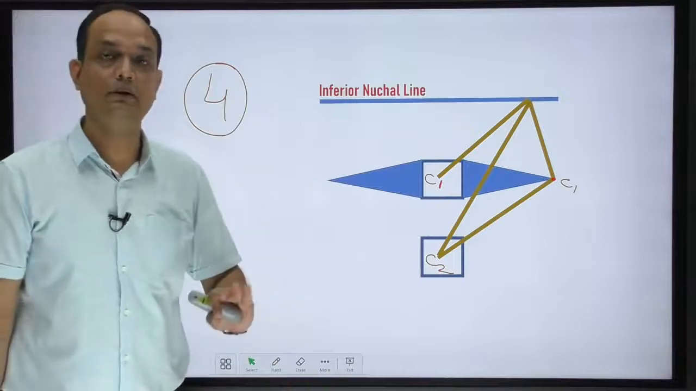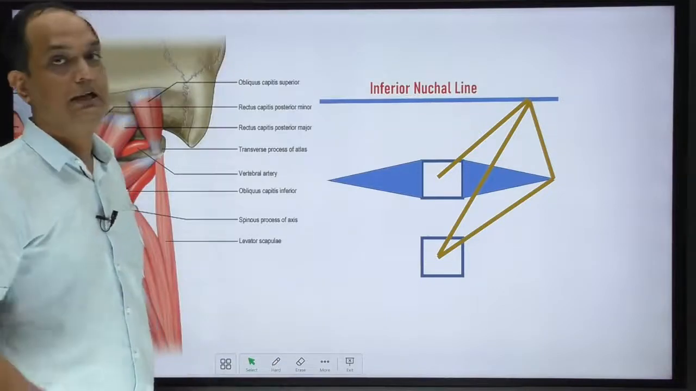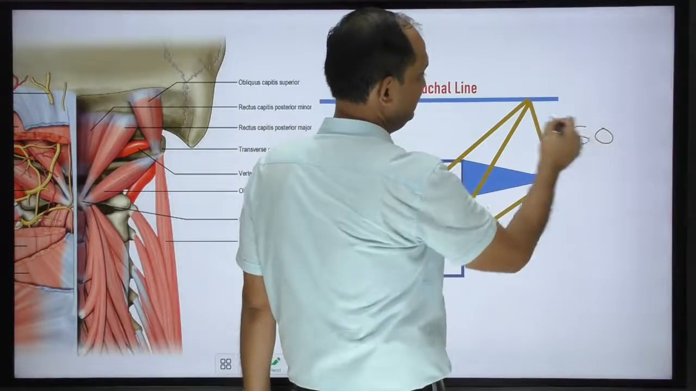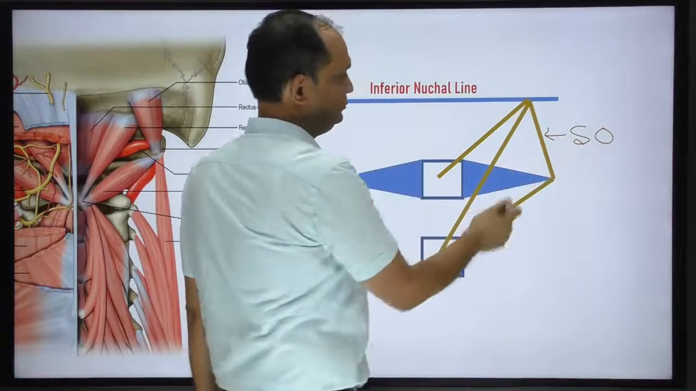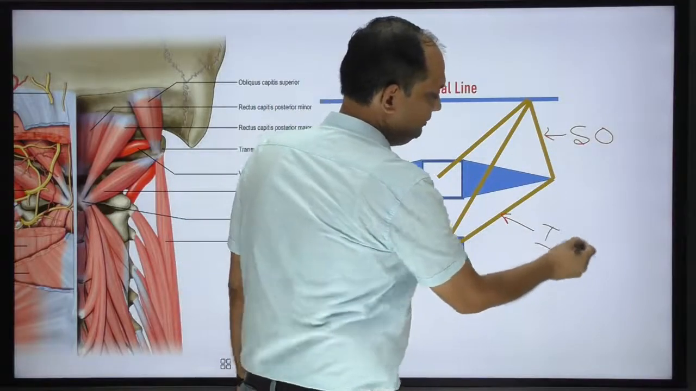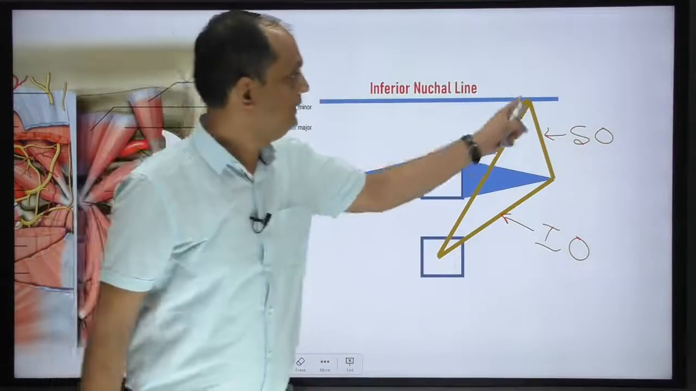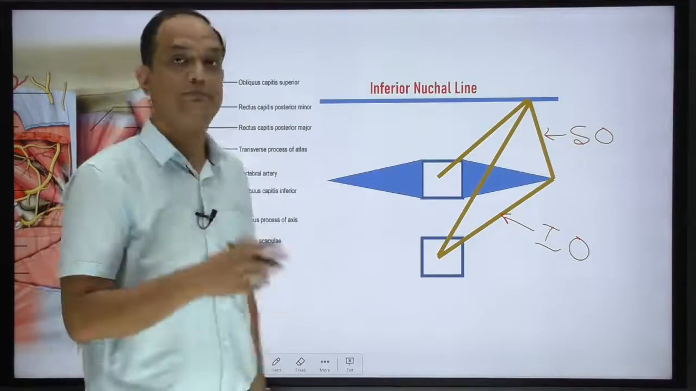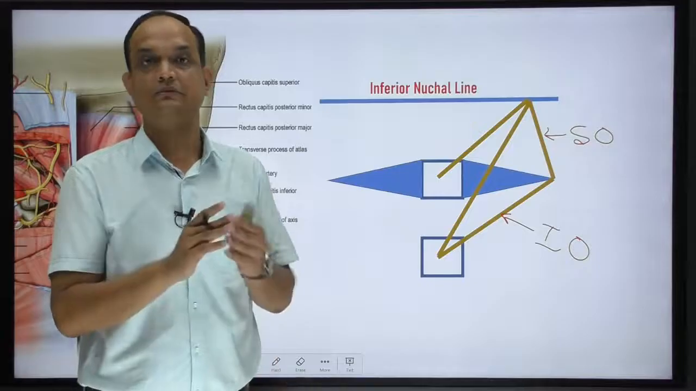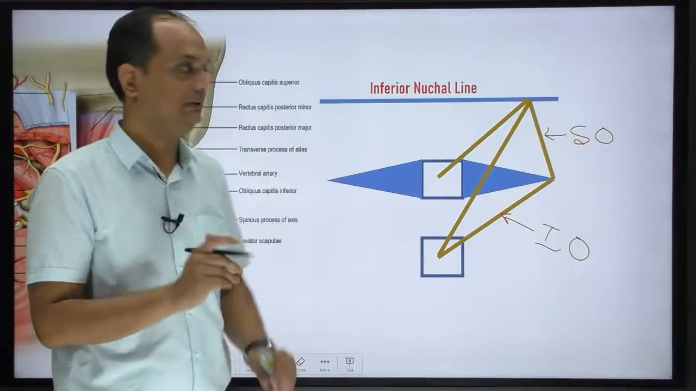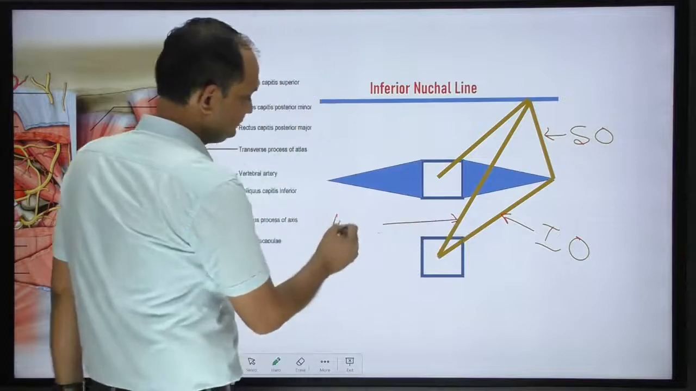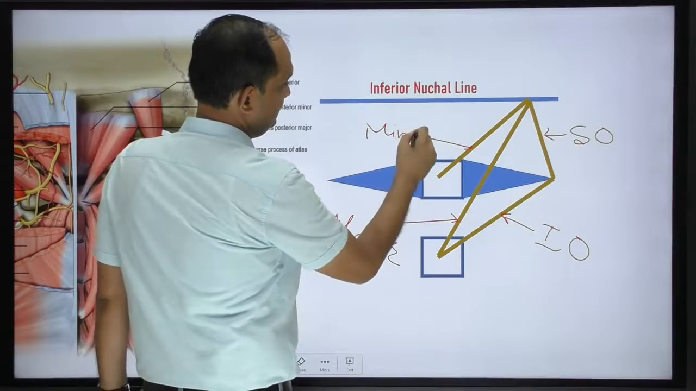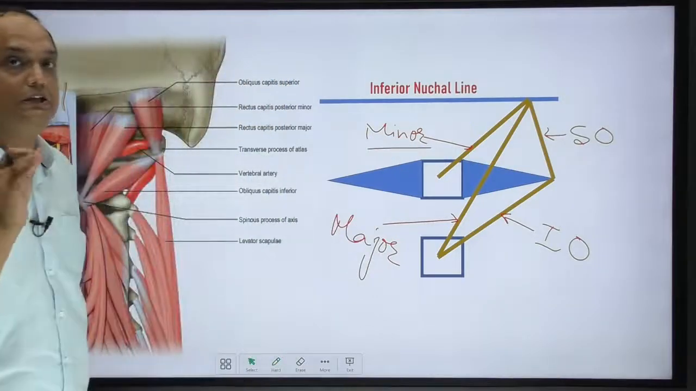Now we have to label these 4 muscles. So what are the labels of these 4 muscles? This is the superior oblique. This is an oblique muscle, but it lies in the upper part, so it is the superior oblique, and then the inferior oblique. Now there are 2 other muscles, one known as major, one known as minor. Major means longer, minor means the shorter muscle. Obviously this is known as major and this muscle is minor. Clear? It is very easy to understand.